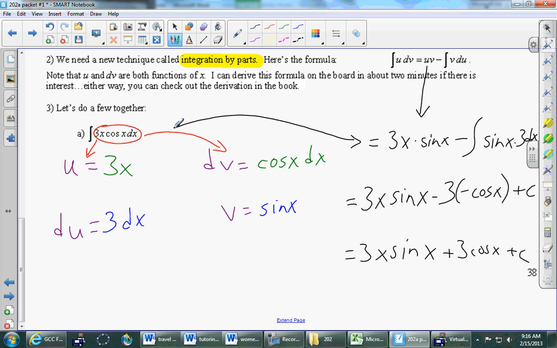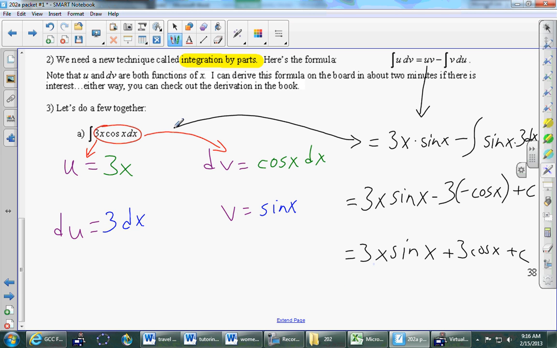Any questions on any of the pieces? If we wanted to check to see if that actually works, there's no reason to believe that it did. What would we have to do? We would take its derivative, right? You can check any antiderivative. Finding antiderivatives is hard. Checking is easy. You take the derivative of your answer, and what are we hoping we get? 3x cosine of x. What derivative rule would we have to use to take the derivative of our answer? It's the multiplication or product rule, right?